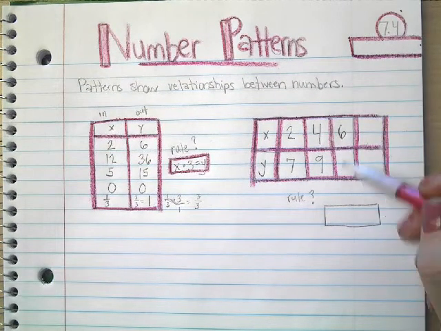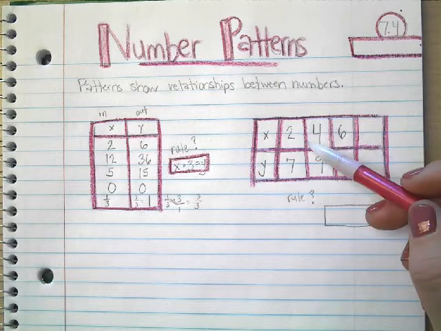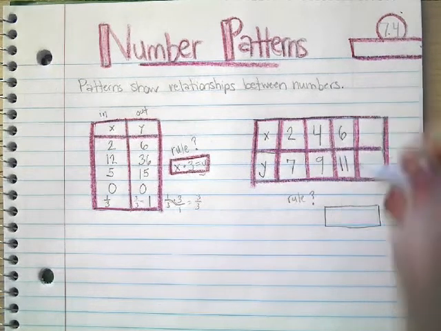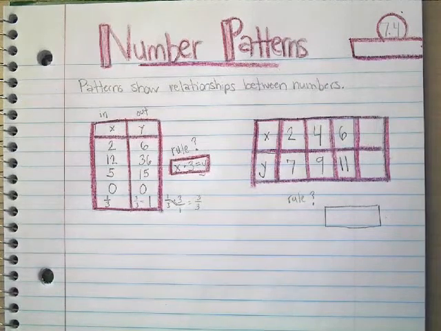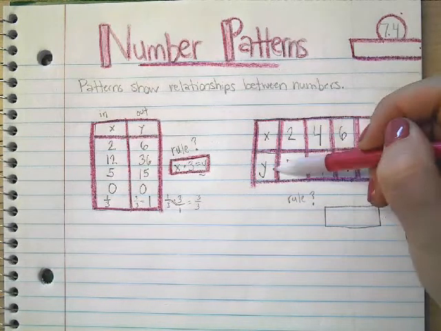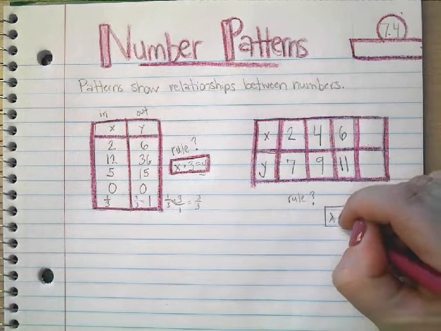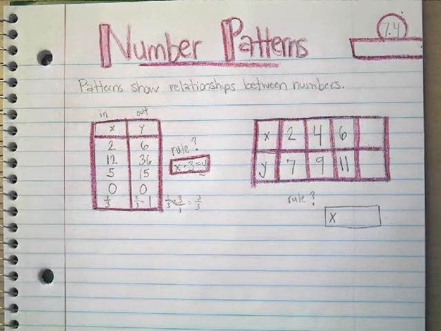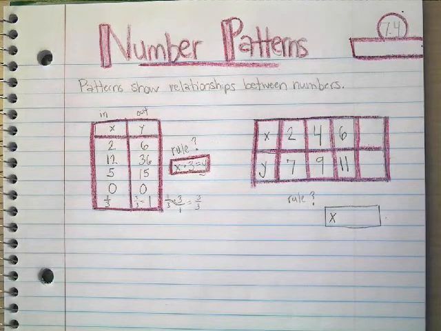Put in 6, and I get out 11. What is the rule happening here between X and Y? So when I put in X, what do I have to do to that number to get Y? How did I get from 2 to 7?